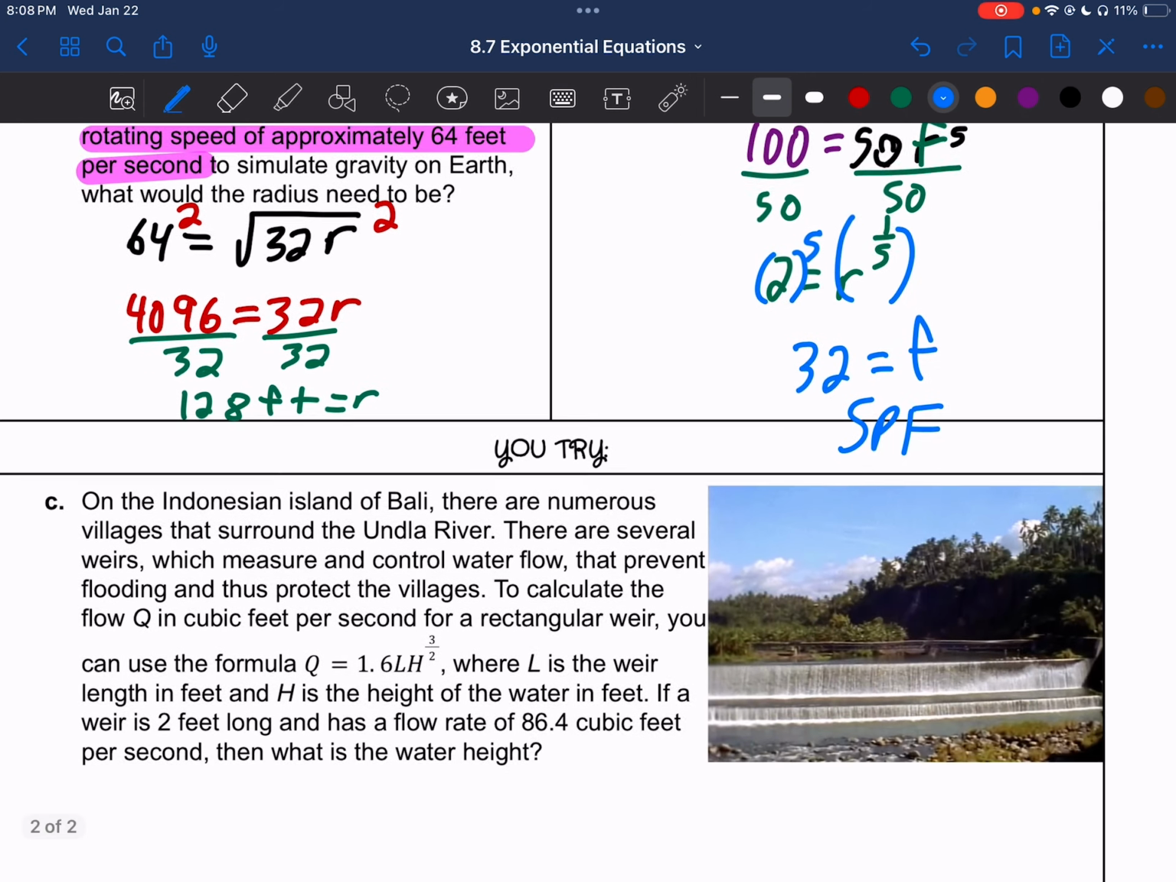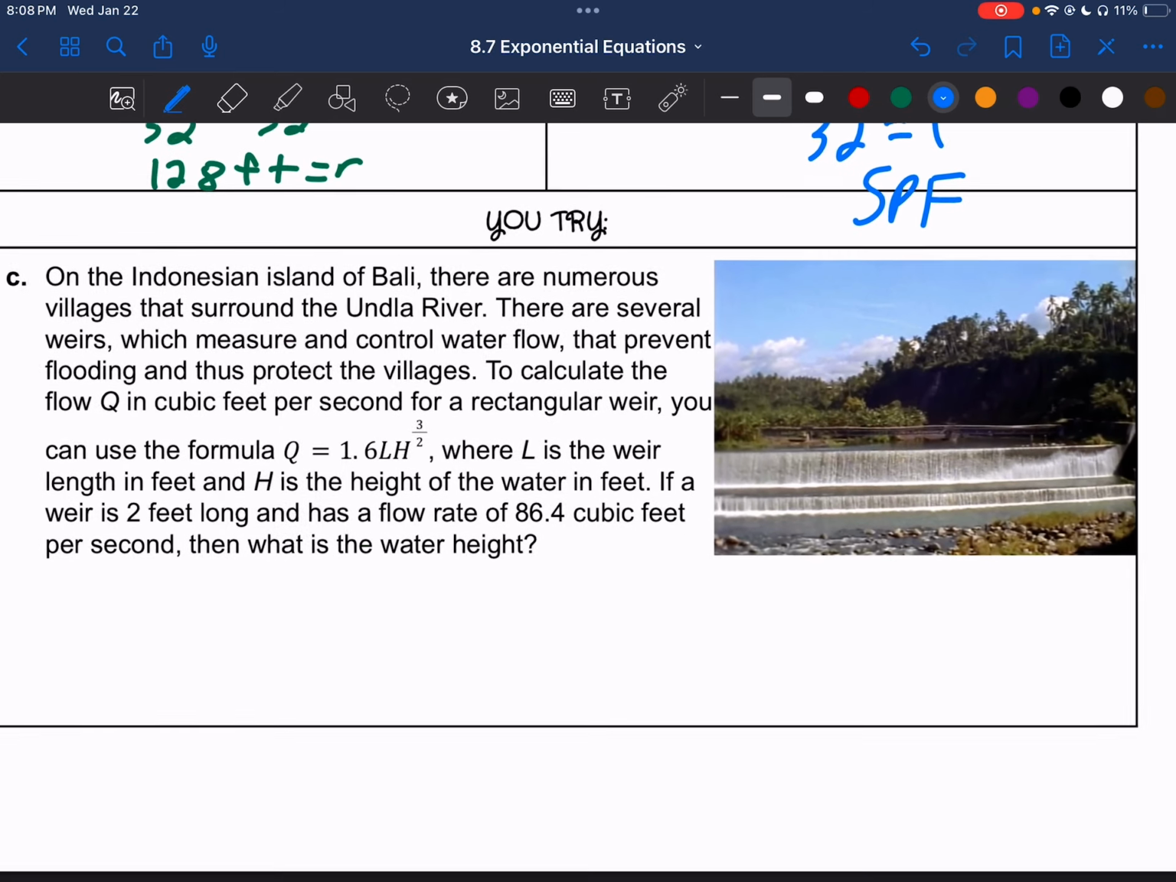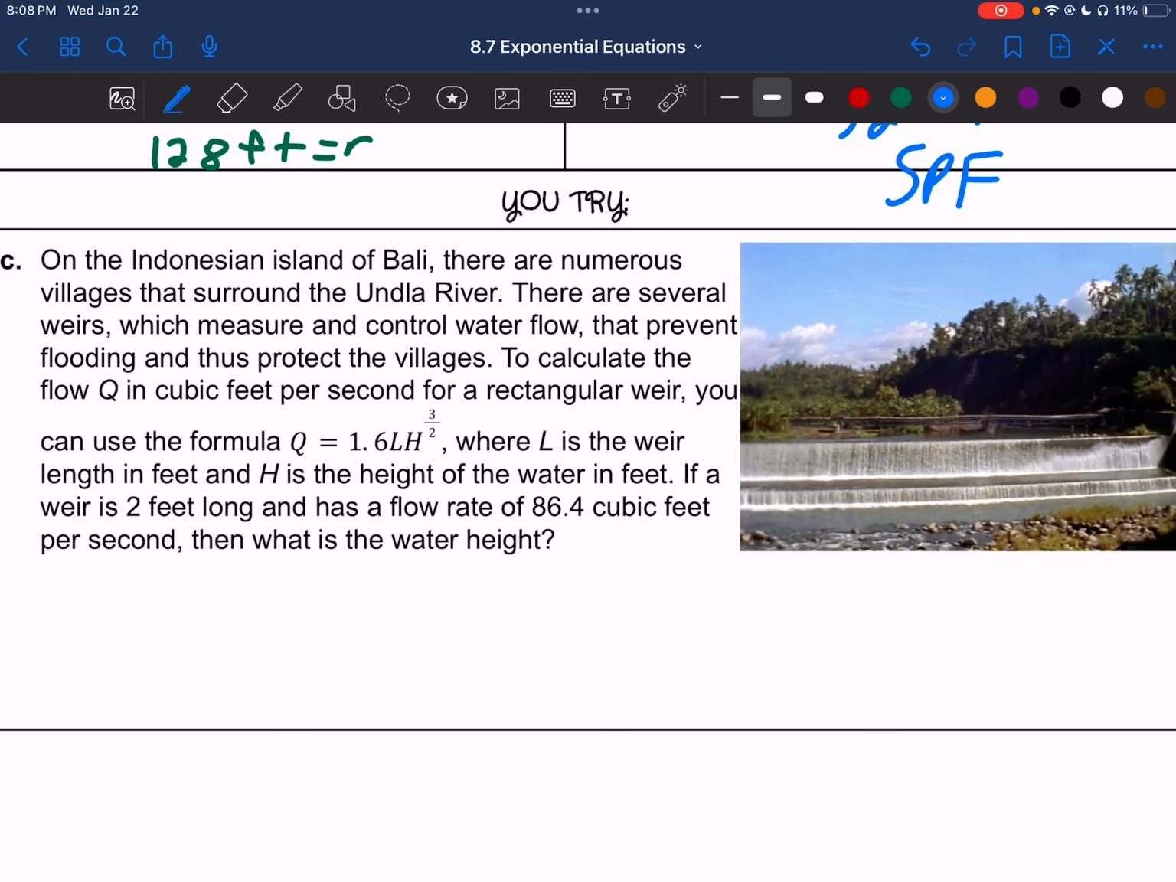All right, so this is another kind of interesting one. It gives us a little bit of a tour around the world. On the Indonesian island of Bali, there are numerous villages that surround the Undla River. And there are several weirs which measure and control water flow. You see a weir in the picture on the right there. It's basically like a long rectangular dam that the water flows over the top of.